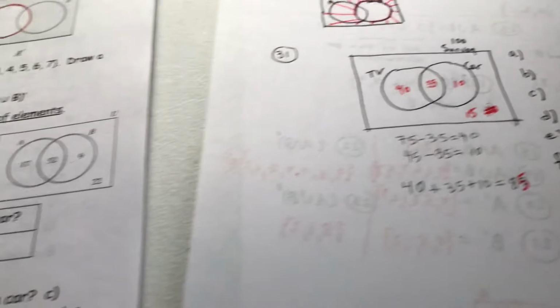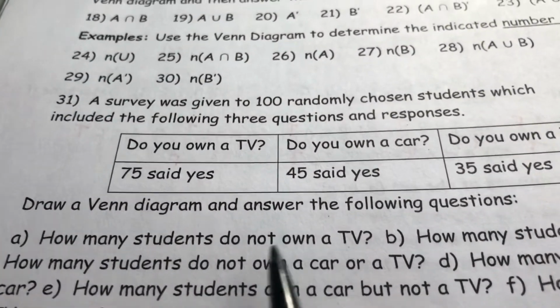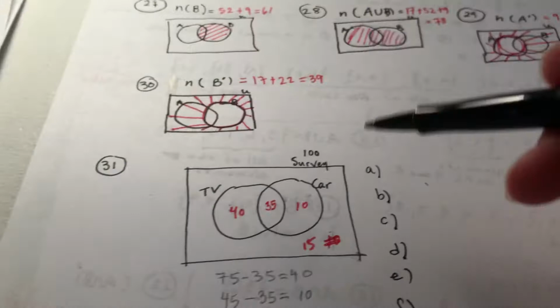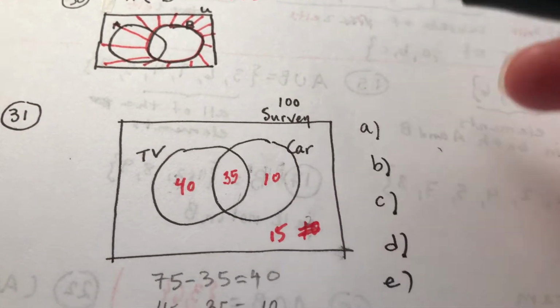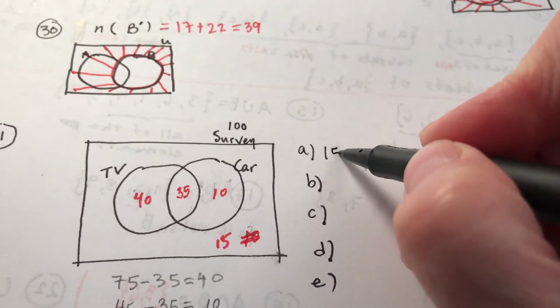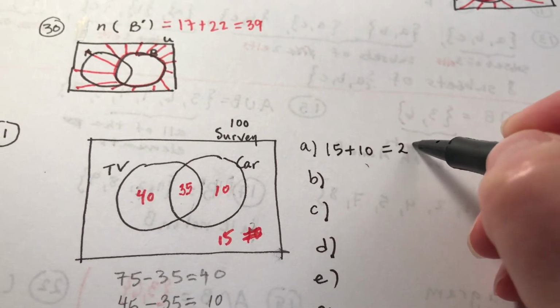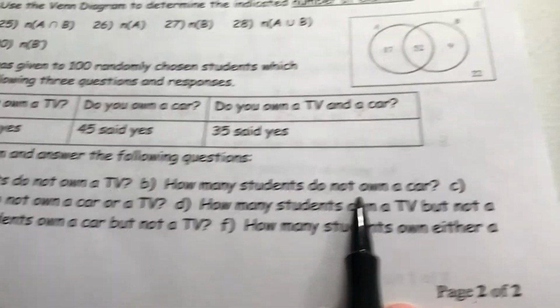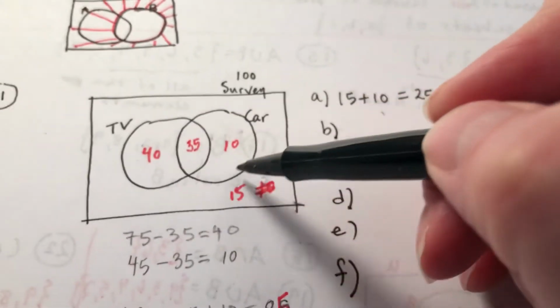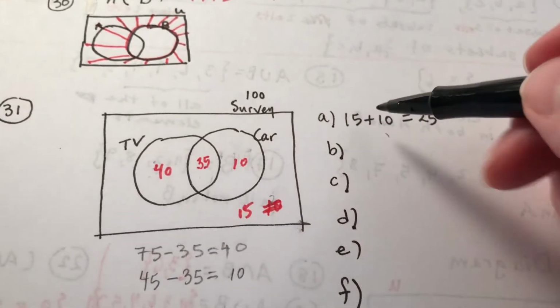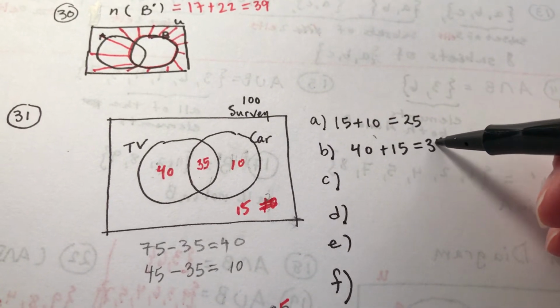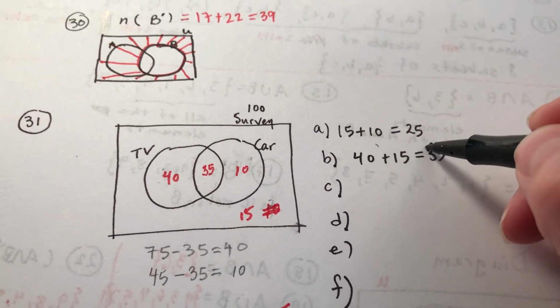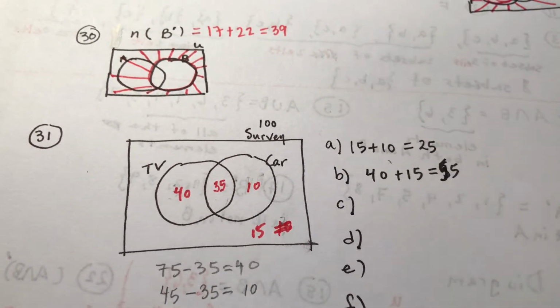All right, so there's your Venn diagram. Let's answer the questions. A: how many students do not own a TV? All of these students own TVs, so we're looking at the 15 plus the 10. What is that, 25? Okay. Part B: how many students do not own a car? These students own a car, so I have to look outside there. So it's going to be 40 plus 15, which is 35. Oh, I can't add. 40, 55. Sorry about that. 55.